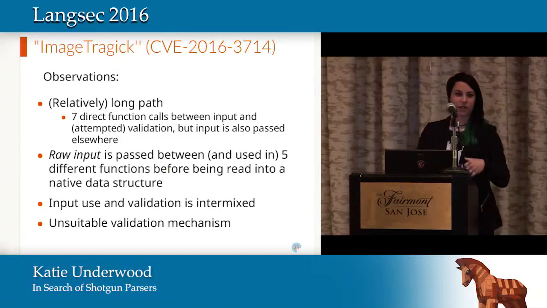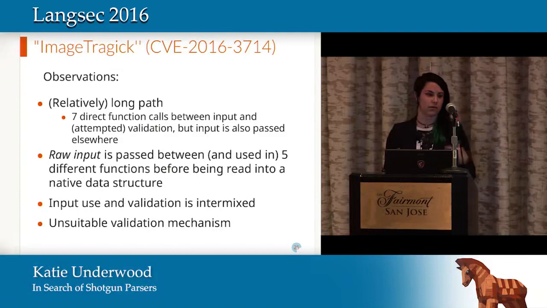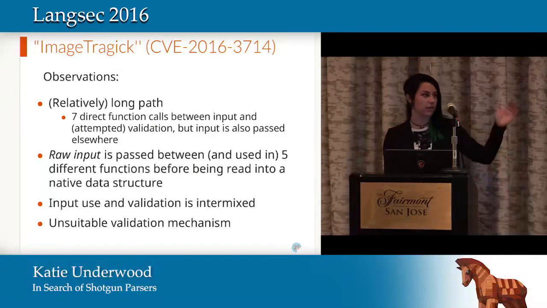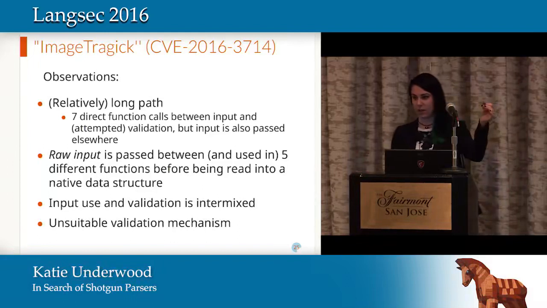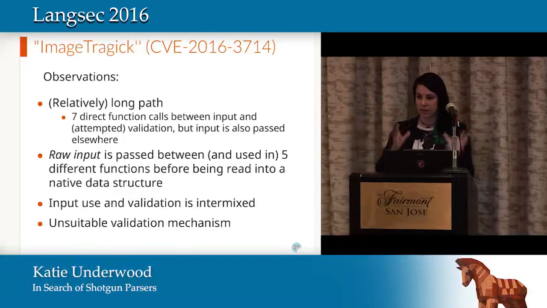Every one of those functions contains several hundred lines of code. That's several thousand assembly level statements. So these are long paths, and of course that was just the direct line flow that I showed you between input and delegate execution. That input is being used in multiple functions in different branches along that path. And this is raw input.